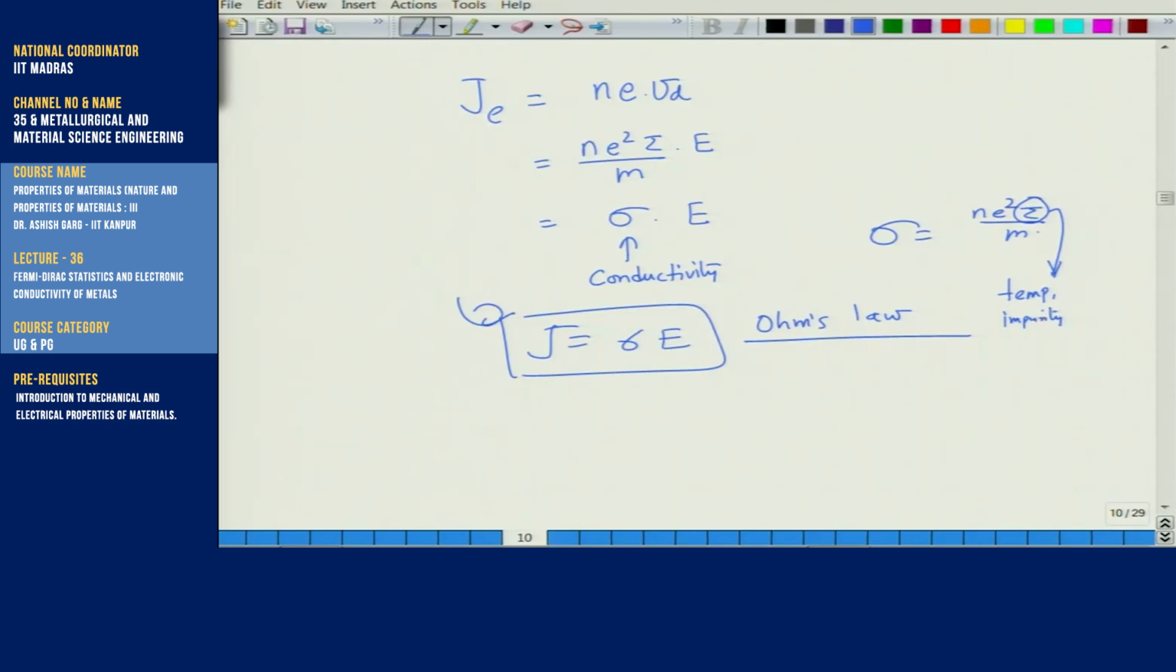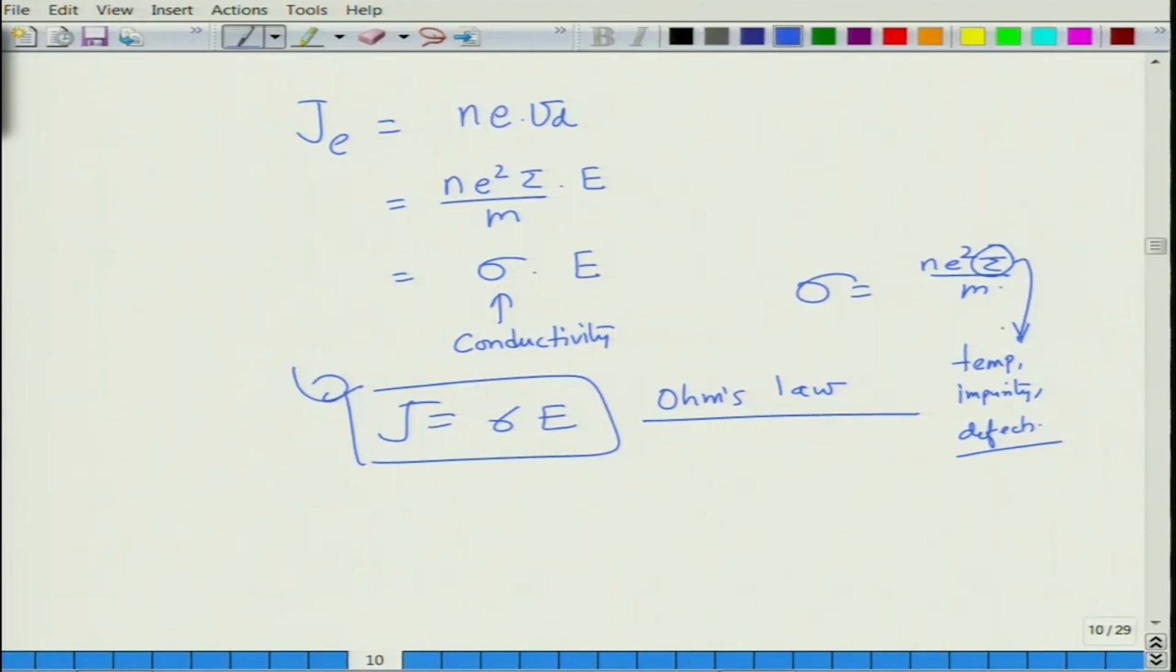impurity, defects, and so on and so forth. So, generally increasing the temperature, increasing the impurity level, increasing the number of defects leads to more scattering events or more collisions which reduce tau. So, the conductivity goes down.